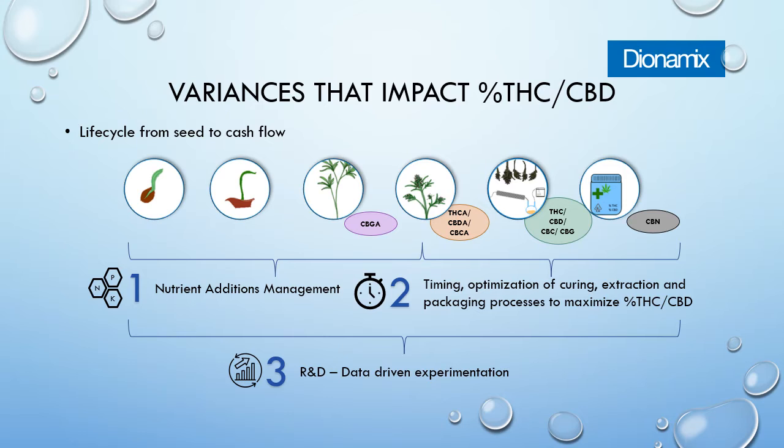In Part 2, we'll talk about how to use high-performance liquid chromatography measurement data to make the fine-tuning decisions and precisely understand the timing of harvesting and curing in order to maximize the extraction and packaging of THC and CBD.